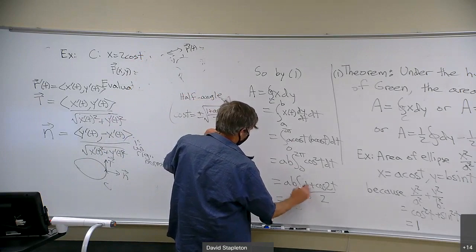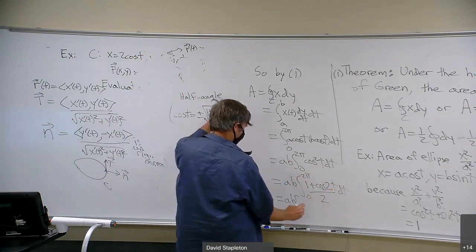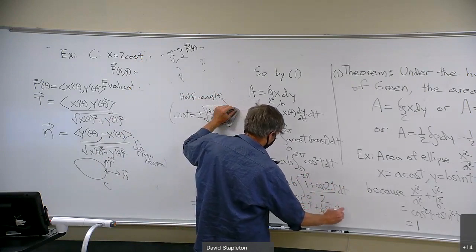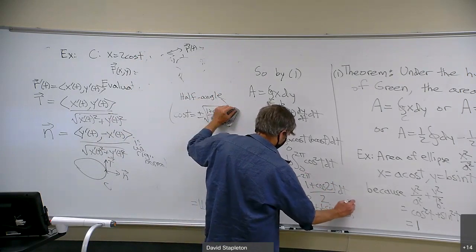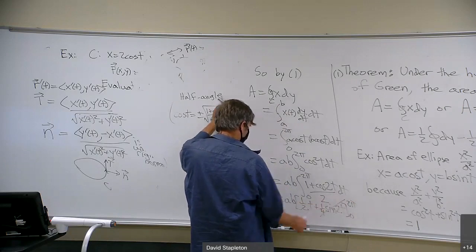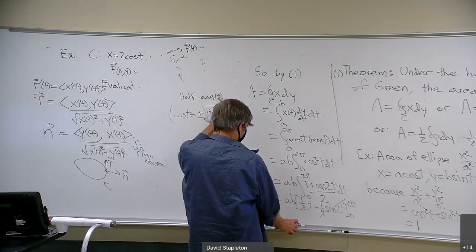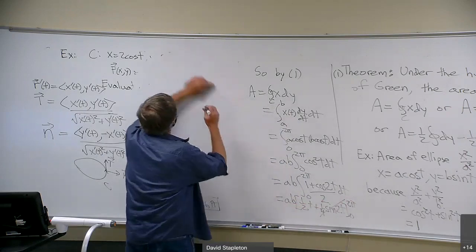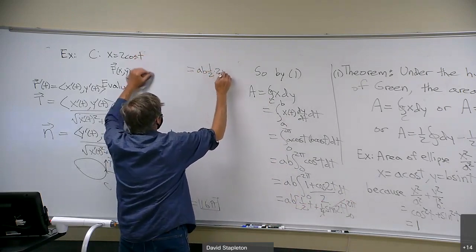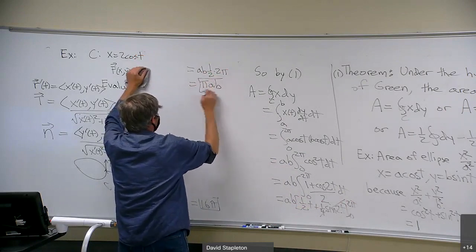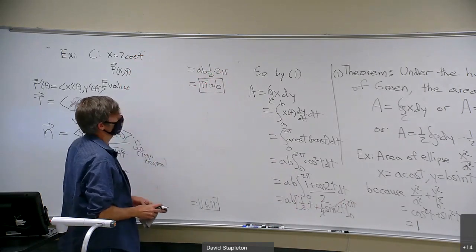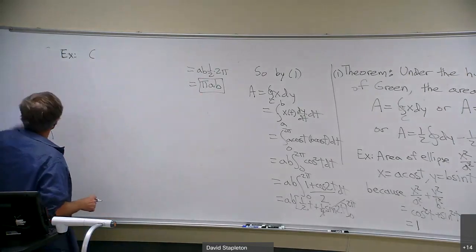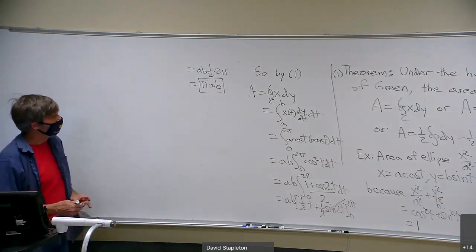So we get ab times the integral from 0 to 2 pi, which is 1/2 t plus 1/4 sine 2t. Plug in 0 and 2 pi, and the sine term falls out because sine is 0 at those points. And I just get ab times 1/2 times 2 pi. It's just pi ab. Now you see the circle formula, pi r squared, is just the special case of the ellipse formula when a equals b. So it allows you to do some areas in a nice way.